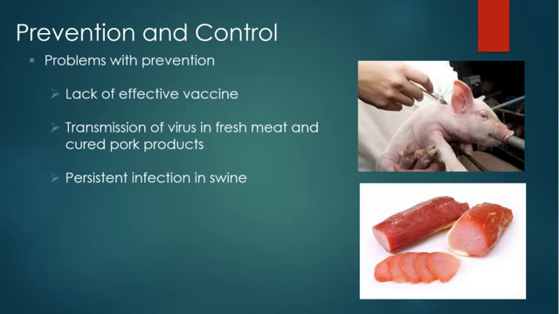And so you also see persistent infection in swine. So like I said before, when you get chronic infection, they can still spread that virus very rapidly, and at high titers as well. And there are several agents out there that cause similar disease as well, just as I listed in the differential diagnoses.